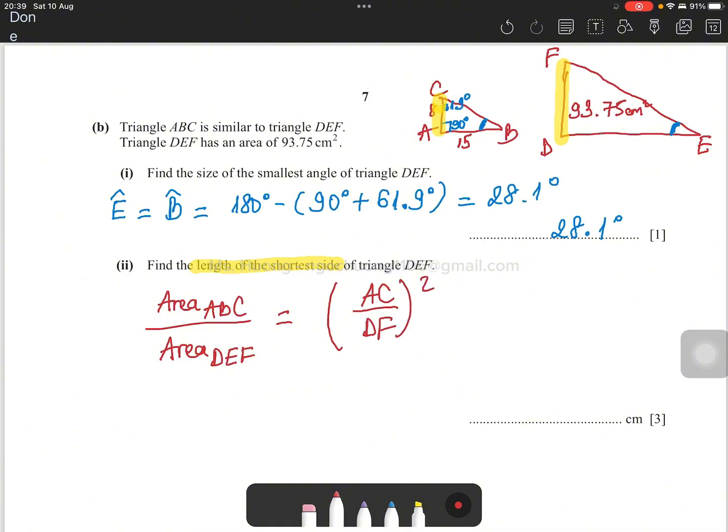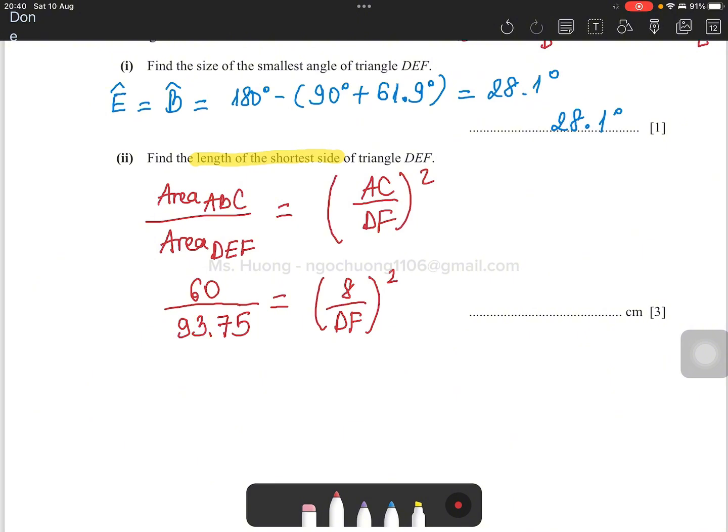And the area of the triangle ABC is 60 square centimeters. Area of triangle DEF is 93.75 square centimeters. AC is equal to 8 centimeters. And now we need to find the length of DF. To do this, we'll write 8 squared means 64. And this is DF squared.